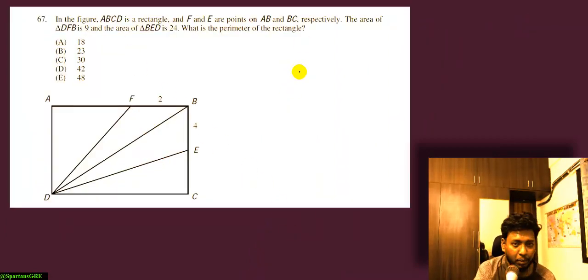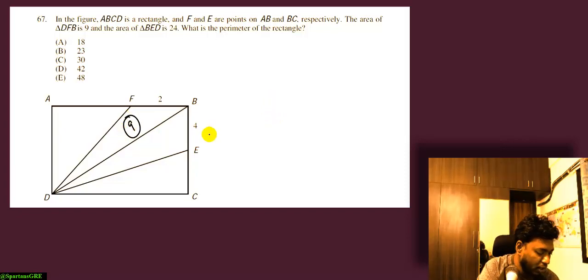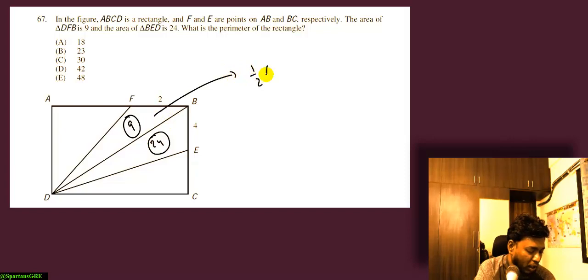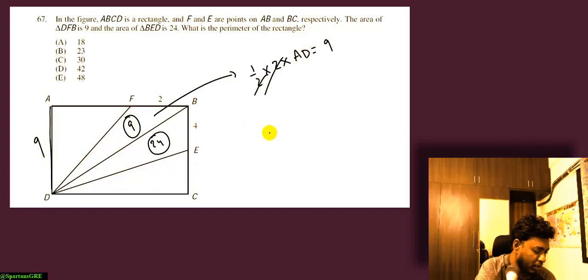In the figure ABCD is a rectangle, E and F are points, and he has given that area of DFB is 9. This area is 9. Area of BED is 24. You are asked to find the perimeter of the rectangle. If I am calculating this area, it will be half, base is 2, and height will be this one, AD, right? So let it be AD. This is given as 9. So AD will become 9 itself.